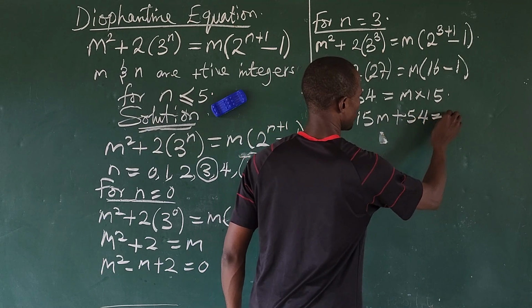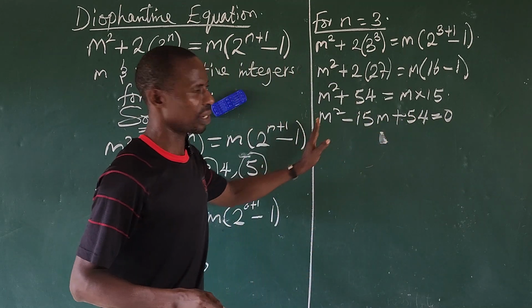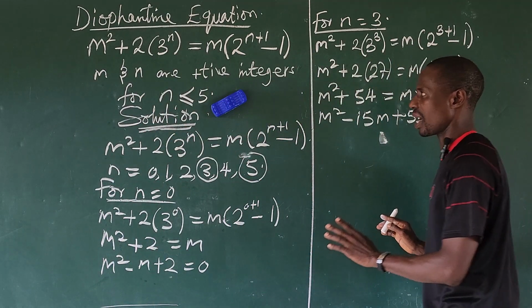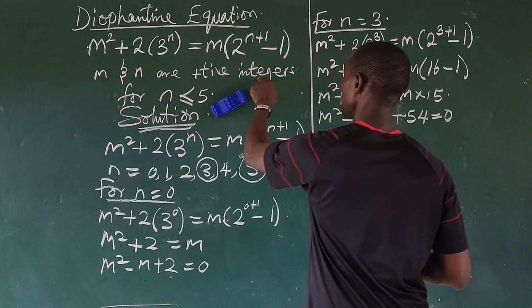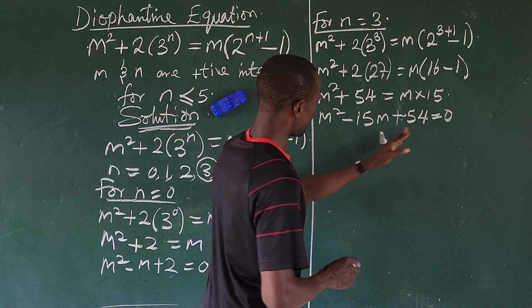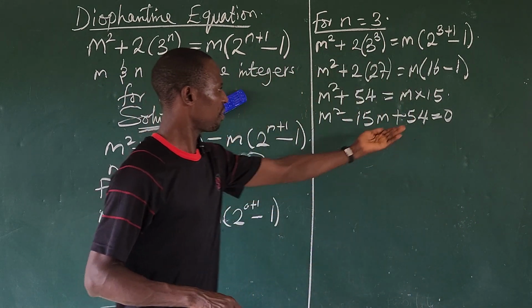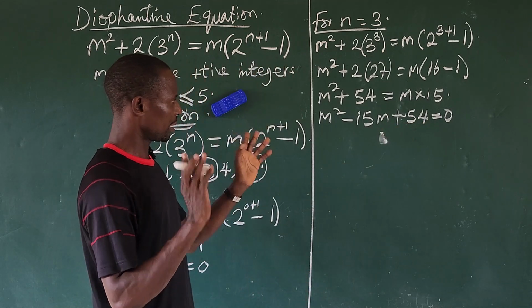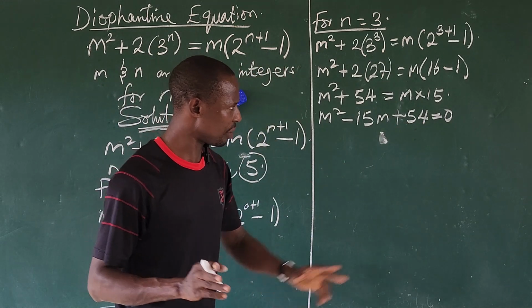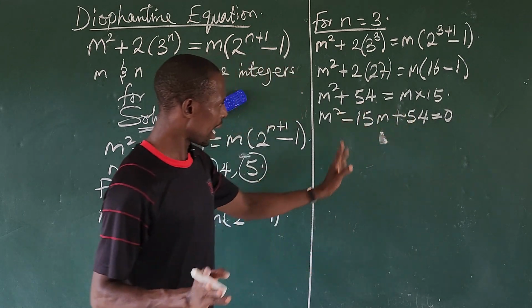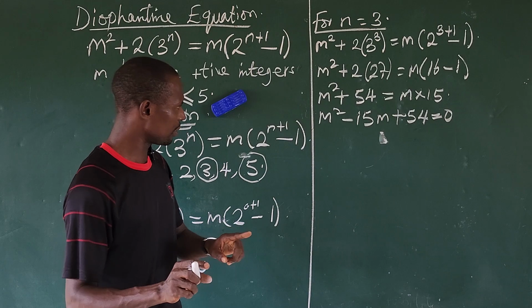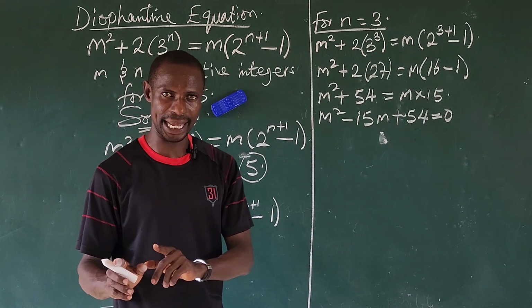Everything equal to 0. Now, this is a quadratic equation. So let's go ahead and solve this quadratic equation and see if we're going to have our m to be positive integer here. Okay, so now if we look at this, if we bring out the factors of 54, then think of two of them that when multiplied together will give us plus 54, add together will give us minus 15, that will give us minus 6, minus 9, right?